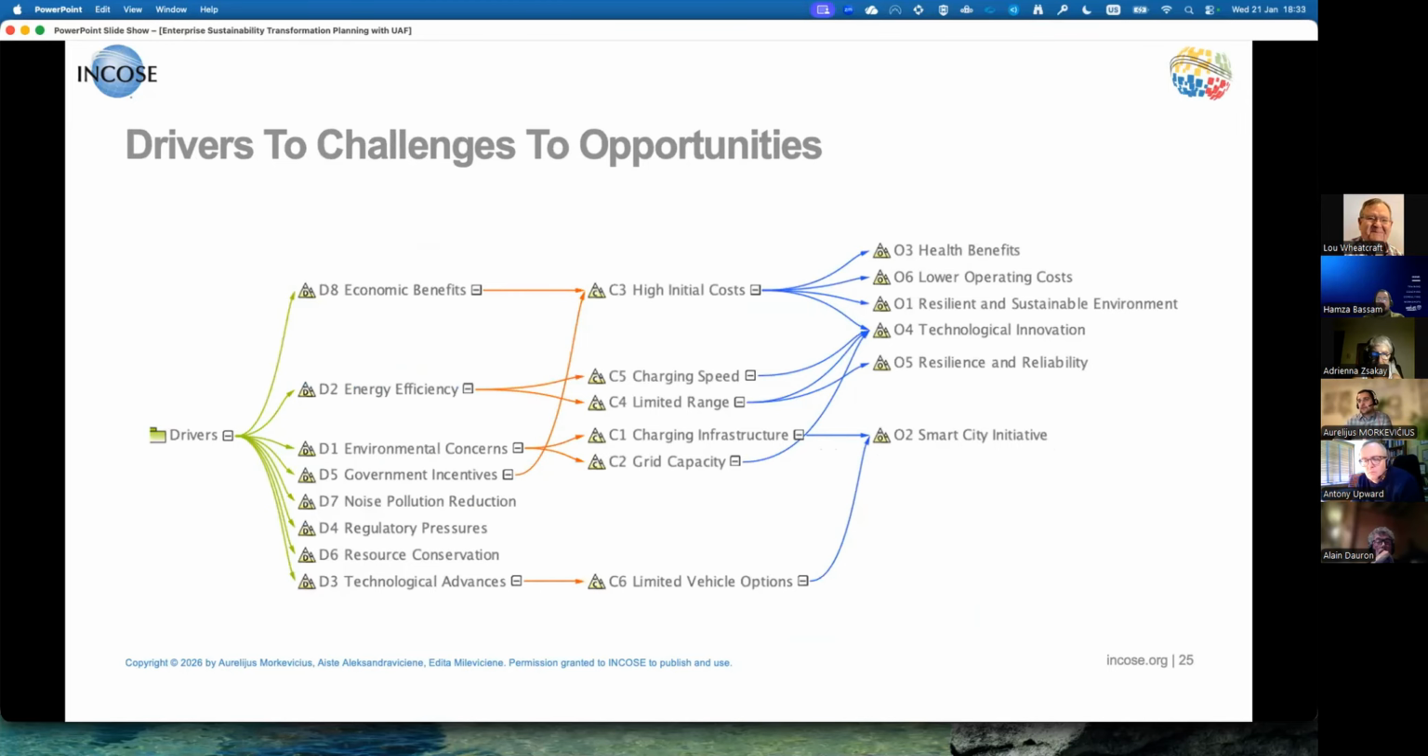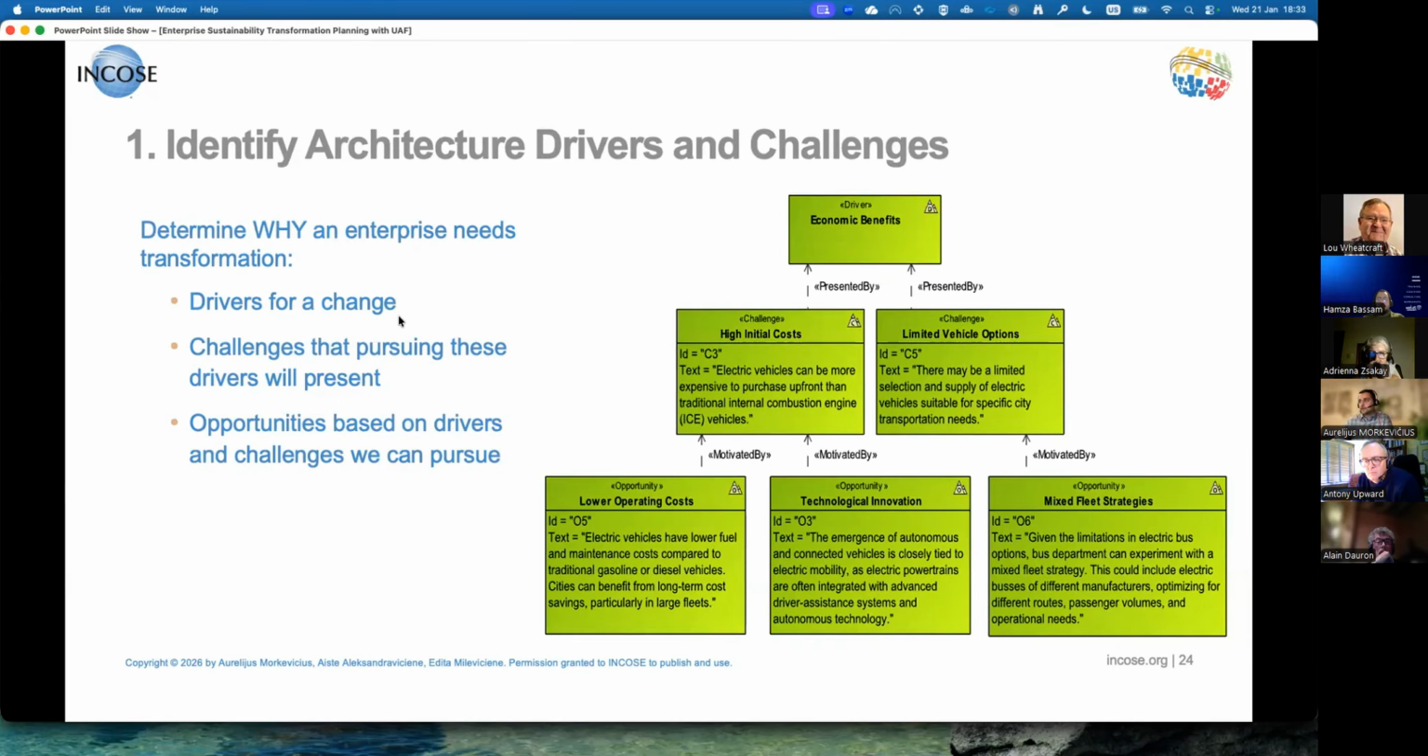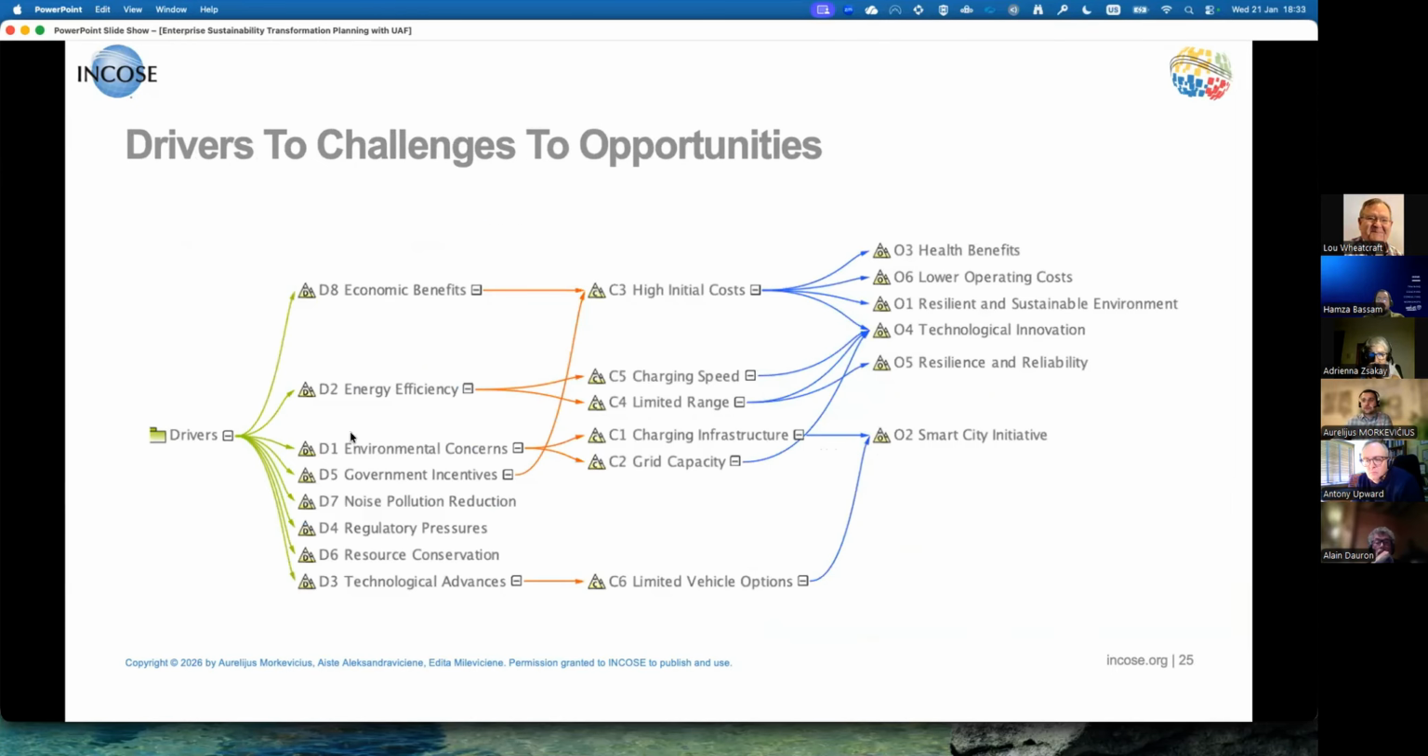And then we produce the map of the different drivers. I presented the previous driver, which is economic benefits, but then we have different drivers like energy efficiency, environmental concerns, government incentives, noise pollution reduction, regulatory pressures, resource conservation, technological advances. And so we study all of those drivers with what are the challenges and what are the opportunities. Then finally, opportunities impact our capabilities. So this is where we either need to upgrade our capabilities, or we need to deploy new ones.